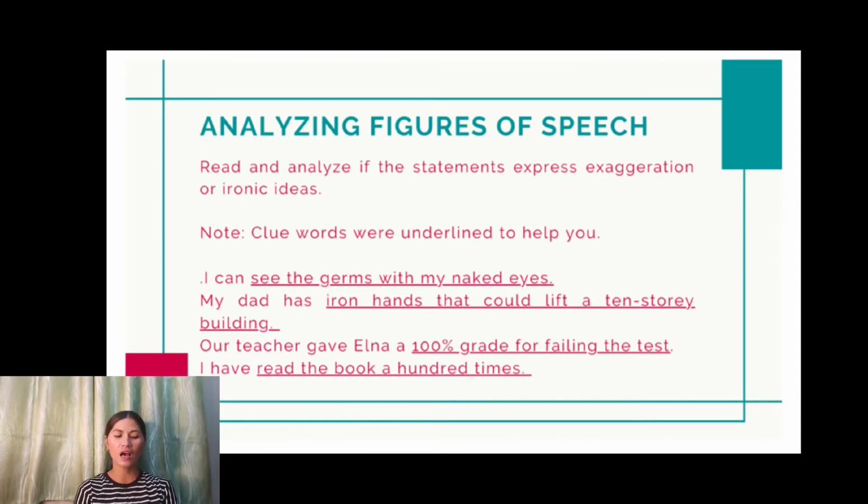"My dad has iron hands that could lift a 10-story building." Again, iron hands that could lift a 10-story building is an example of an exaggeration or a hyperbole. "Our teacher gave Elna a 100% grade for failing the test." A 100% grade for failing the test, again, is the opposite of what the teacher meant. It is an irony or an ironic statement.